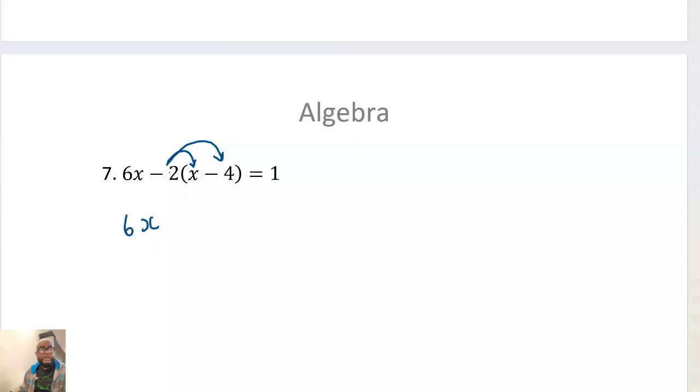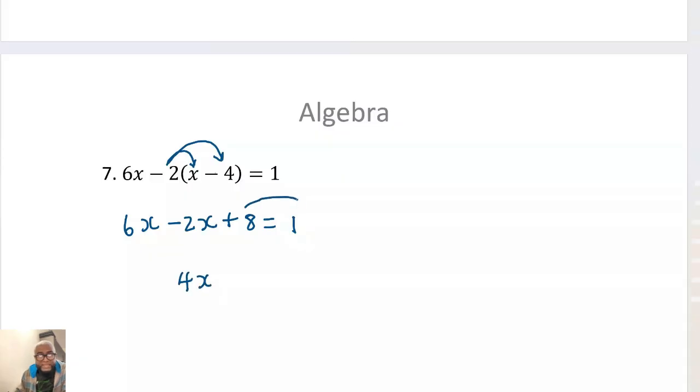Then negative 2 by x will give me what? Negative 2 by negative 4. Negative by negative is positive, so 2 fours are 8. And this is equal to 1. Right? So watch it. Sorry, 6x minus 2x will give me 4x.